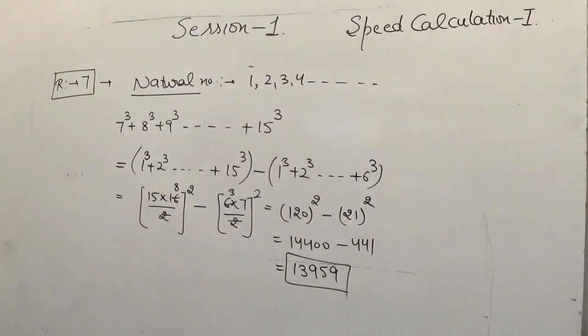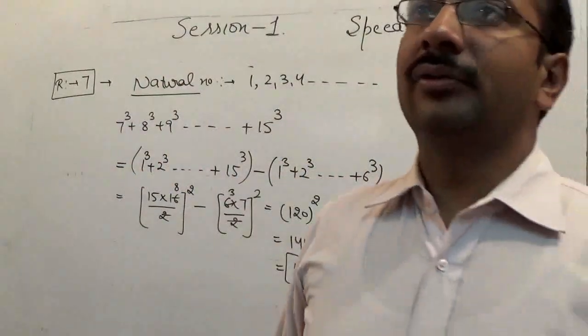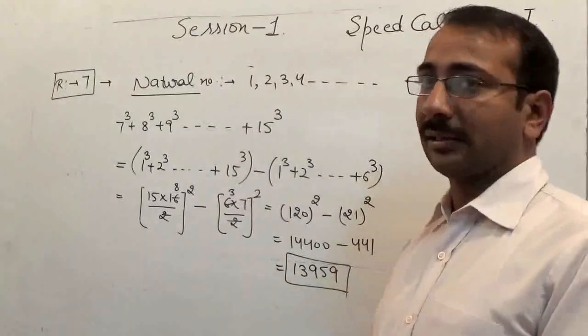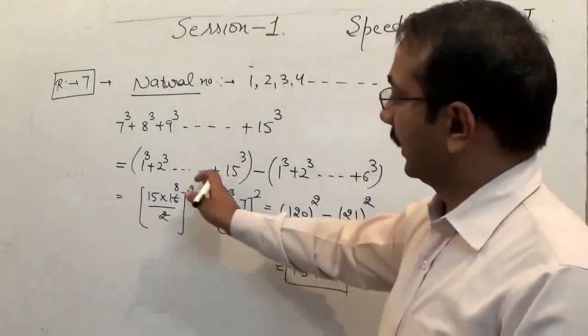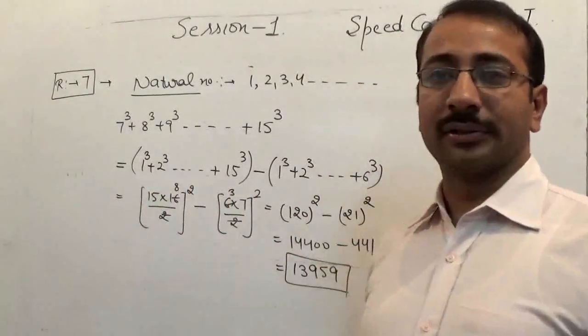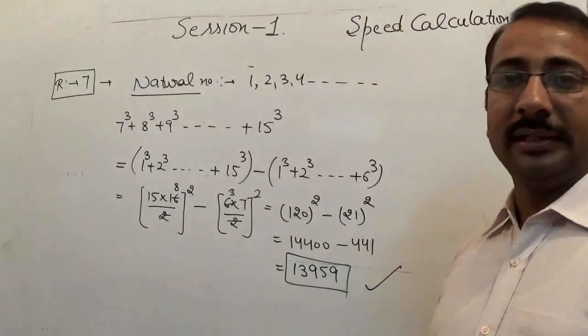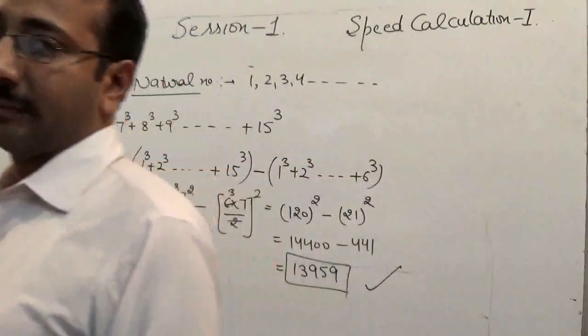I hope the idea is clear to you now. It means if you have to find the sum of cubes or the sum of squares in between, then in these questions you just take your counting from 1 cube to 15 cube, then subtract the starting portion, 1 cube to 6 cube. In both cases you can apply your formula n into n plus 1 by 2, the whole squared, and simplify. Your answer is 13959. That is our rule number 7.